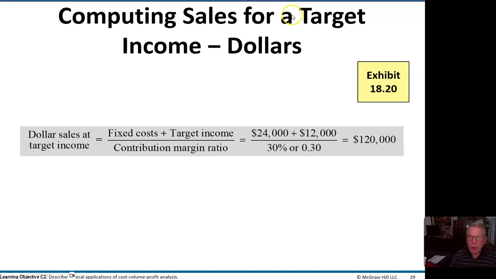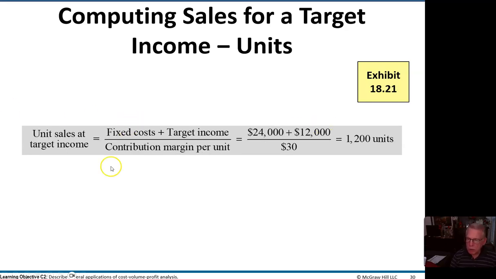So how do we compute a target income in dollars? We're going to take the fixed costs and divide that by the contribution margin ratio, but we're going to add to the fixed costs our target income. And when we do that, if our contribution margin ratio is 30%, that means we're going to have $120,000 in sales if we want to make $12,000 in target income. Okay.